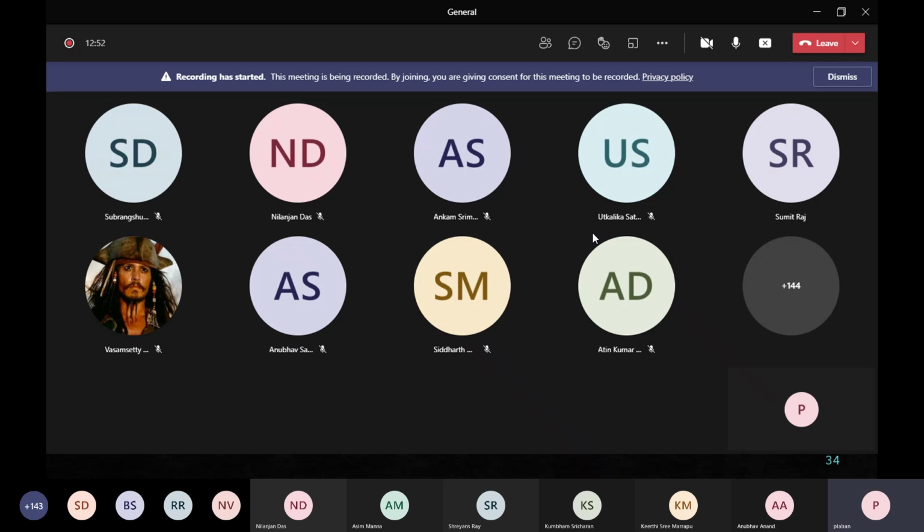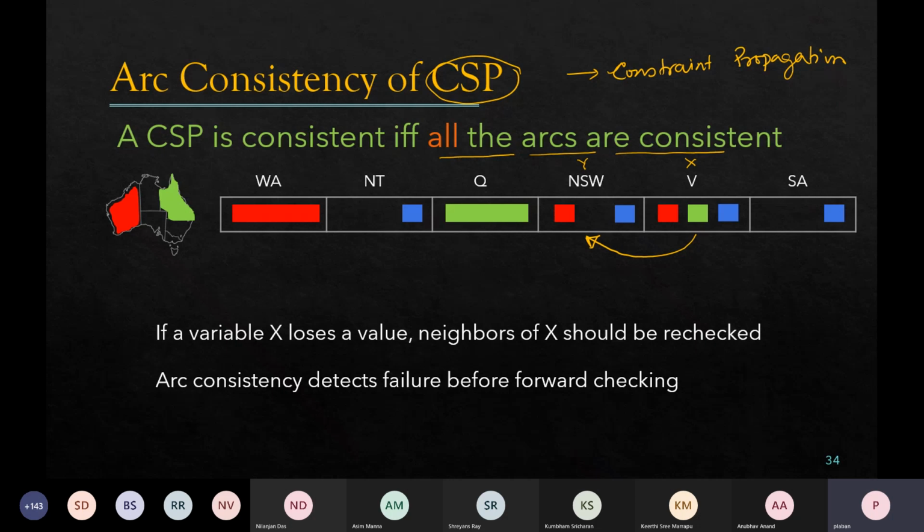Utkalika, can you please try to see whether this arc is consistent or not? Not consistent. Why do you say that? Because they share the same color, they are neighbors, so that's why they are not consistent. So let us go back and look at the definition of arc consistency. For all values of X, we need to find at least one Y value that is consistent, right? So that is the definition.